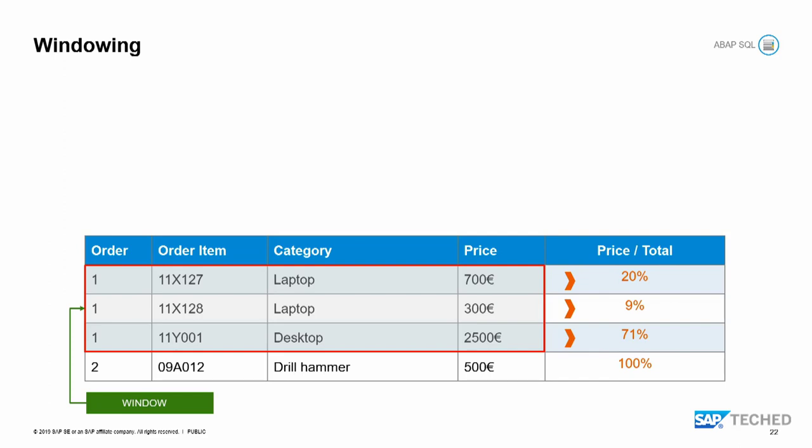But how can we do that inside one select just to provide us this overview, how this data behaves or how we manipulate this data together? Here we have just one sample. The result would be 20%, 9%, and 71% for order 1. As for order 2, we have just one item, which means the item will represent 100%.